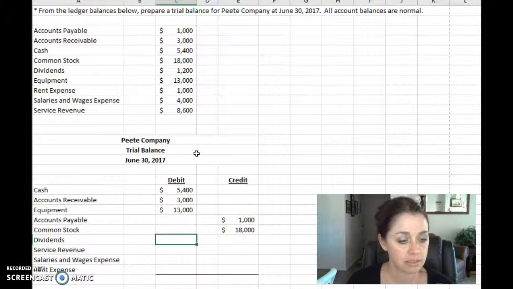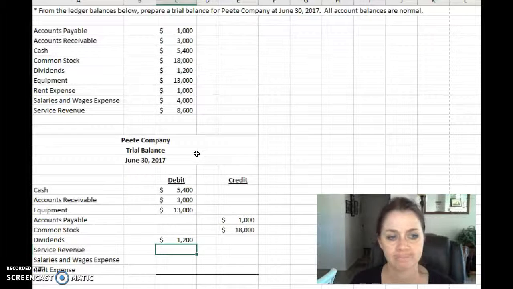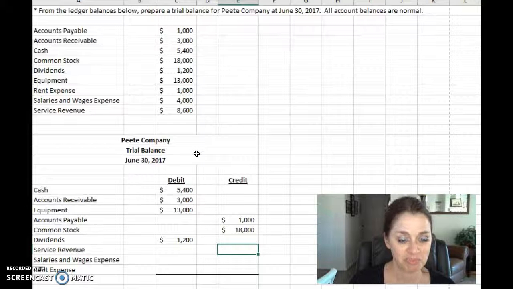Dividends is on the debit side, and again, I don't understand why, because that's outgoing cash, and so hopefully we can get some clarification. I don't see that as an asset. Service revenue is what I would think would be an asset, but it comes over here on the credit side, and I don't know why, so bear with me.